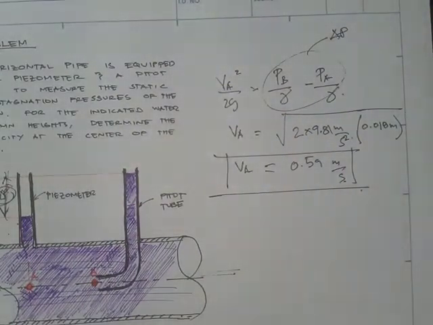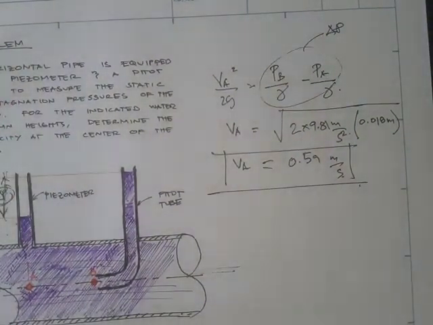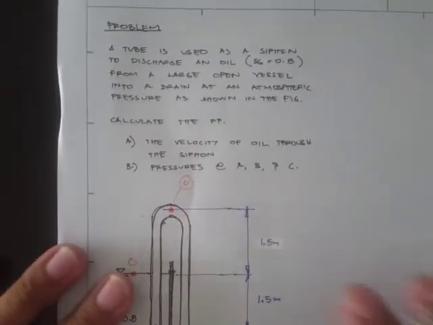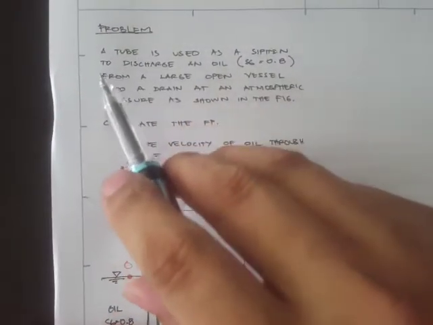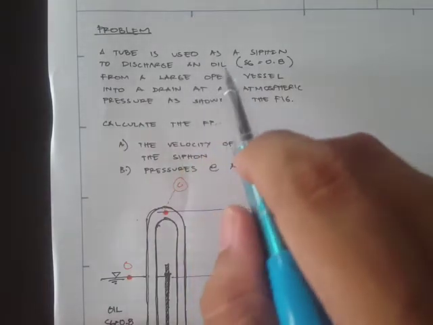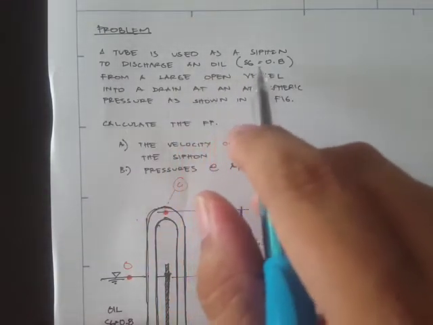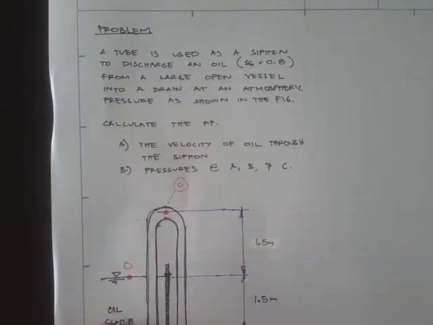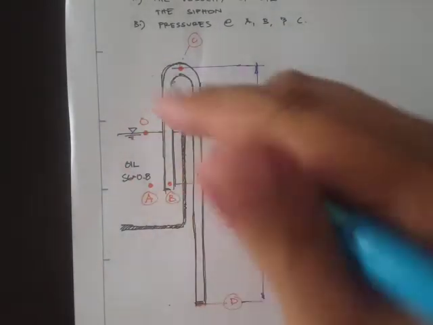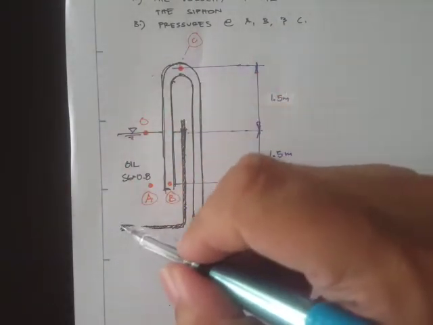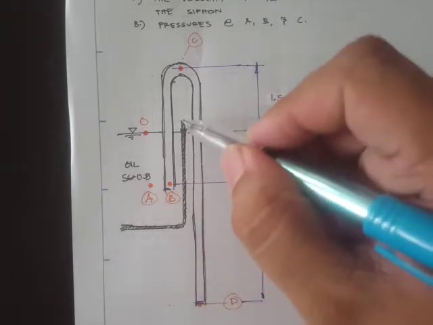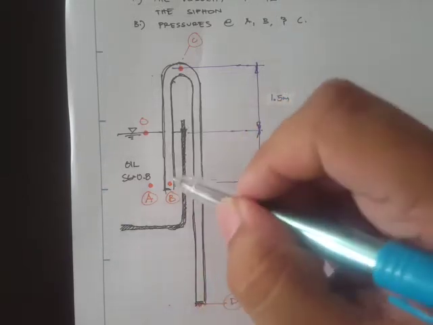All right, now let's do another problem. For our third problem, a tube is used as a siphon to discharge an oil with specific gravity equal to 0.8 from a large open vessel into a drain at atmospheric pressure, as shown in the figure. So this is our situation: we have a large open vessel, and we have a siphon.